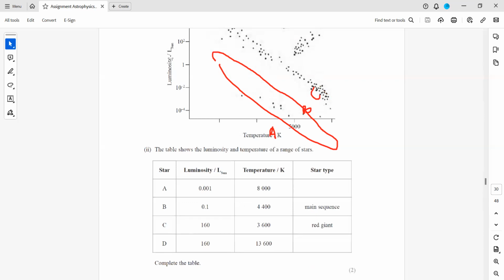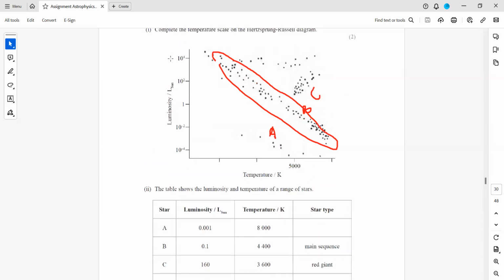which has the same luminosity as C, but it has a very high temperature. So it is likely to be a dwarf. So D will be somewhere here in this region, because we have to label the star. They have the same luminosity, so they should be on the same line, but the temperature is higher for D, so it is in this range.